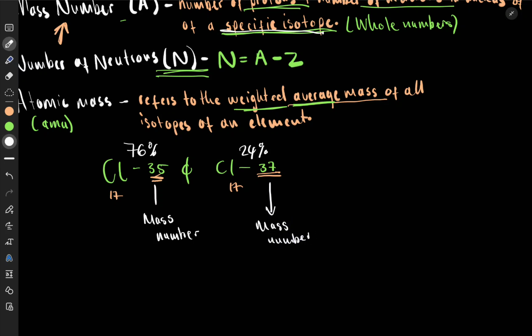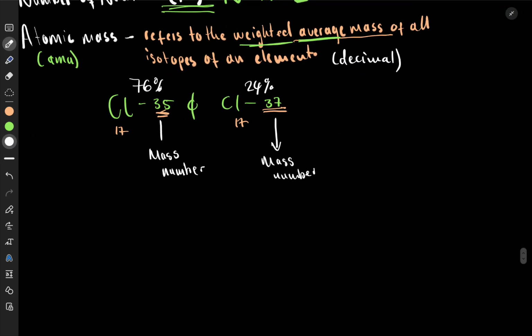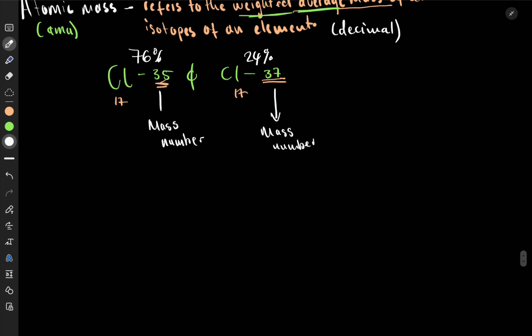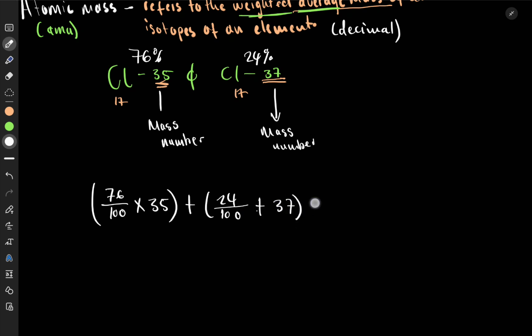Now, what you see on the periodic table is a decimal number, the atomic mass. So what you would do is say, oh, it's 76%. So you would say 76% is 76 over 100 times chlorine-35. Then you add 24%, which is 24 over 100, of chlorine-37. Then you get your average, your atomic mass.